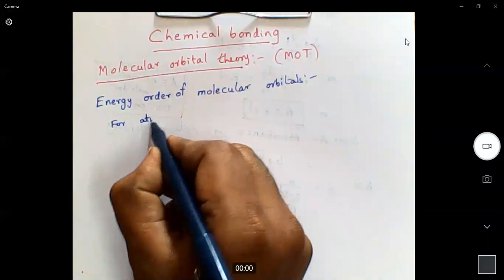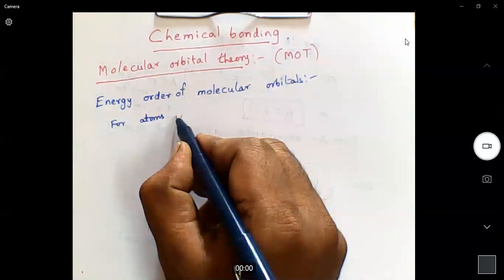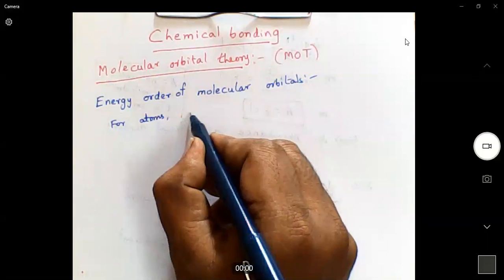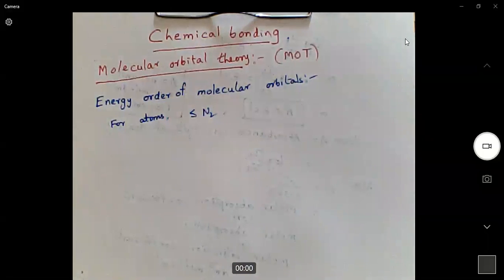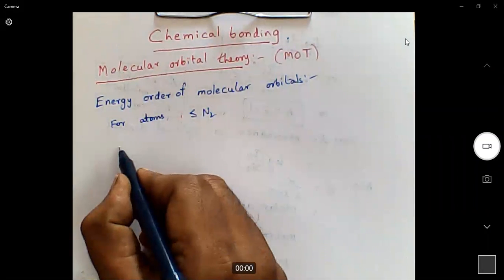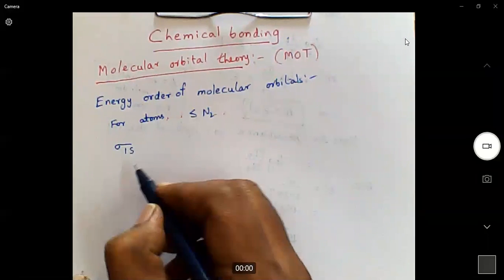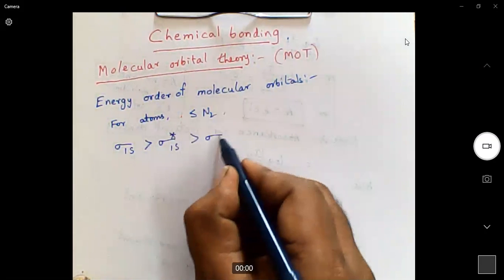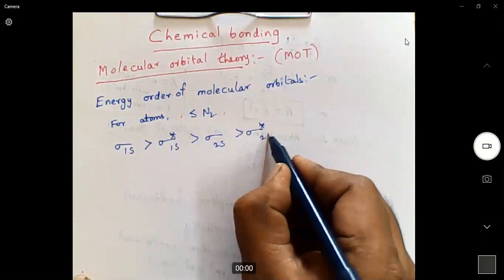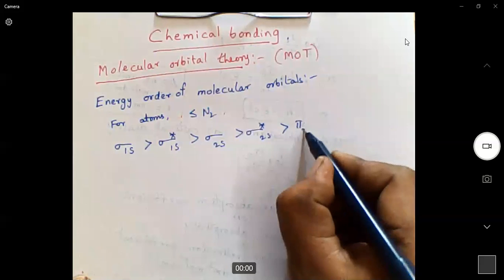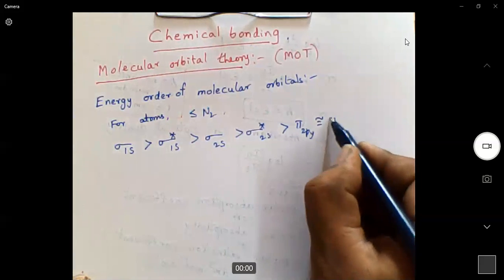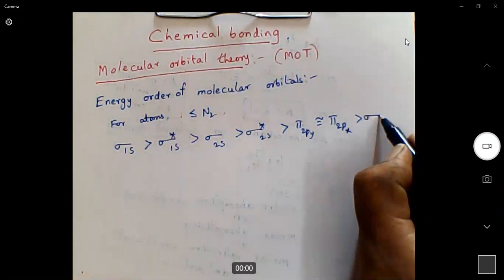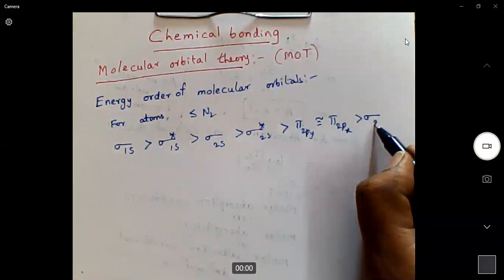For atoms up to nitrogen atom, we will follow sigma 1s, whose energy is very, very less, then sigma star 1s, then sigma 2s, then sigma star 2s, then pi 2py, whose energy is equal to pi 2px, then whose energy is less than sigma 2pz.